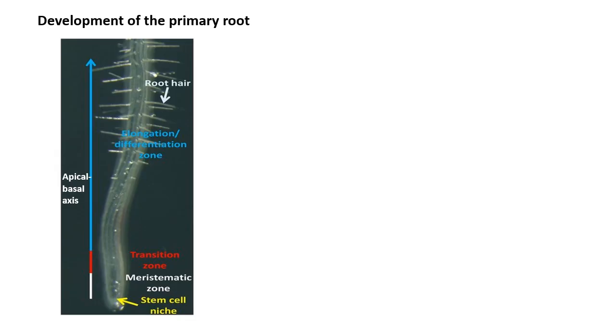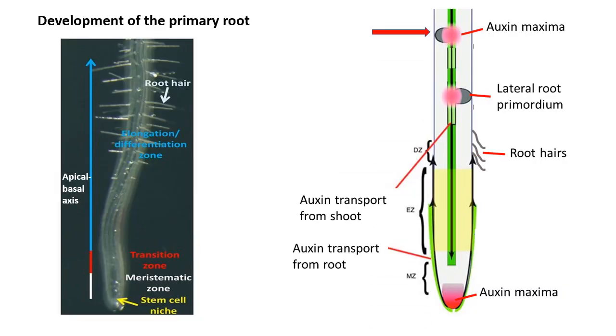Auxin entering the root from the shoot is transported through the stele towards the root tip. As you can see here, from the upper part, the auxin is transferred to the tip of the root. At the root tip, this auxin along with the auxin synthesized by the root apical meristem is redistributed upwards through the lateral root cap and epidermis. Subsequently, auxin is refluxed through the stele back towards the root tip.